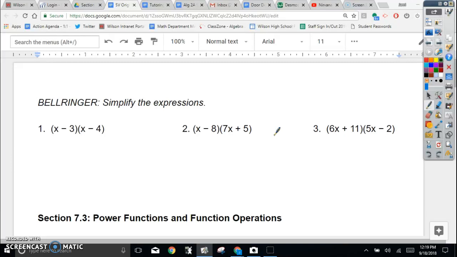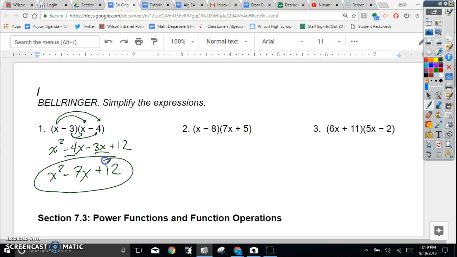This is part 2. Okay, so all we're doing is simplifying the expressions here at the top for the bell ringer / warm up. This is FOIL, so it's going to be x times x is x squared, followed by x times -4. So I distribute this x into both. Now I'm going to distribute the -3 into both of them, which would be -3x plus 12. I'm going to combine my like terms after I multiply. That's going to be my x squared minus 7x plus 12.